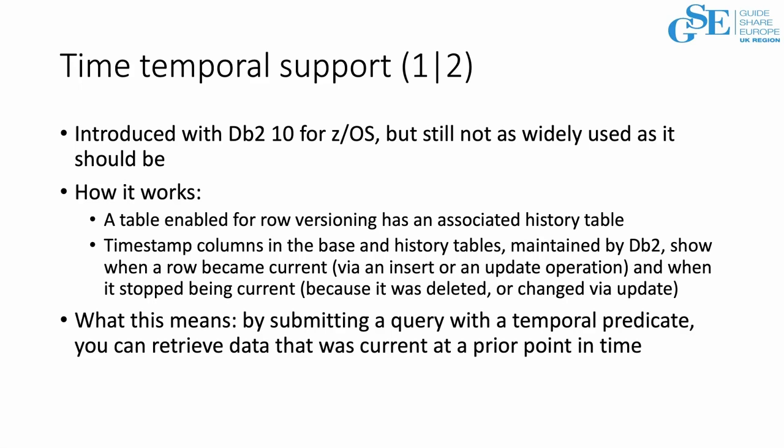The base and history table will contain timestamp columns, and these tell you when rows became current and when they stopped being current. For example, it'll show when the row stopped being current because it was updated or deleted. What this means, with this type of functionality in place, is you can submit a query with a temporal predicate. This way you can retrieve data that was current as of a prior point in time, even if that data is no longer current. So if you want to see the data for a particular account at a particular date, you can do that.